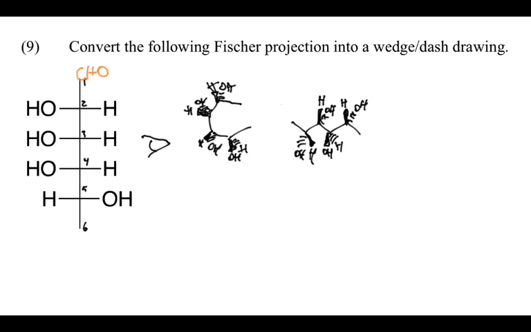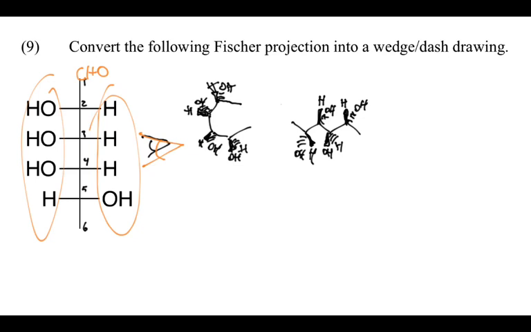Question: how did you know that the ones on the right side were going to be dashed and the other side were going to be wedges? How do we know that these ones are all dashes, and these ones are all wedges? Because we're looking at it from this side.